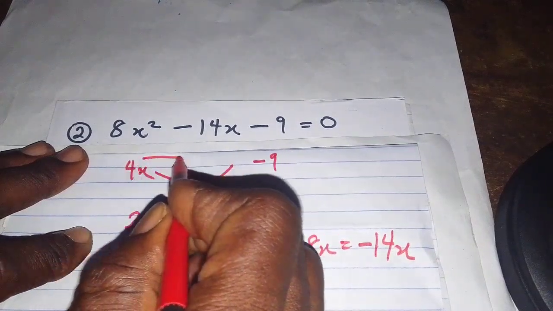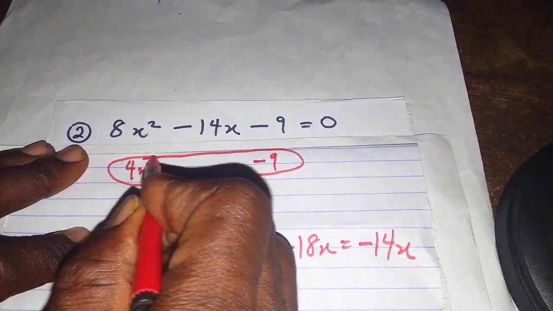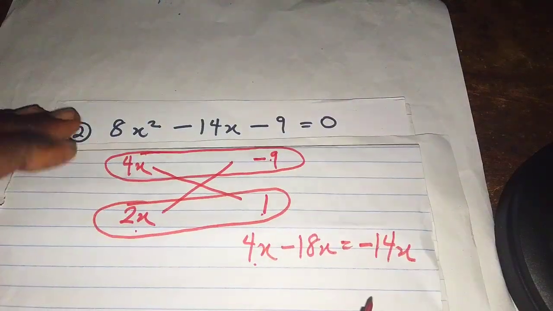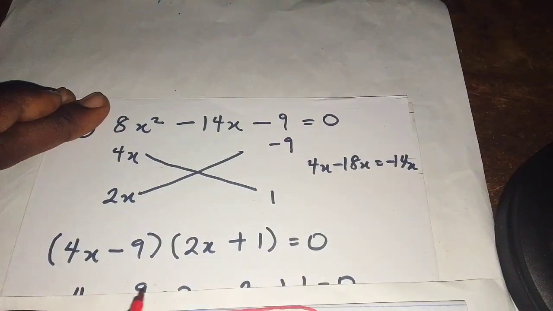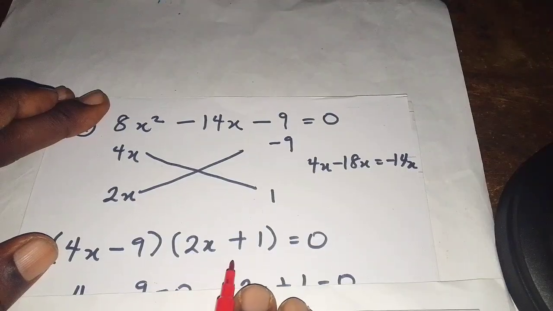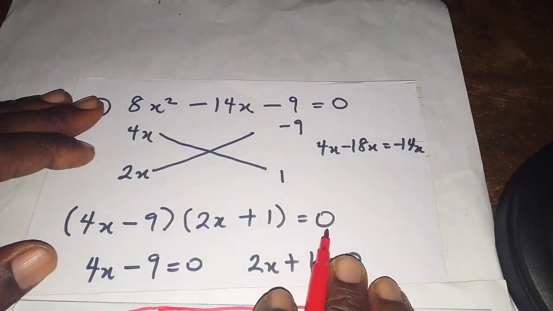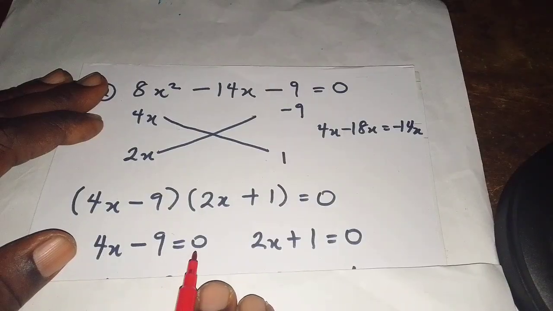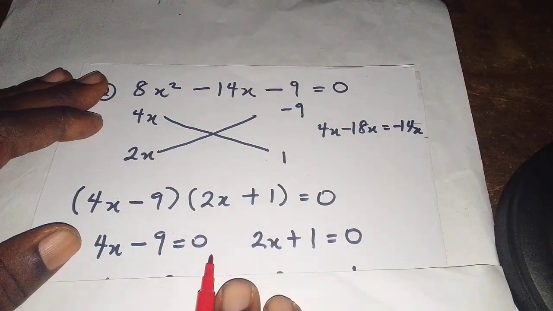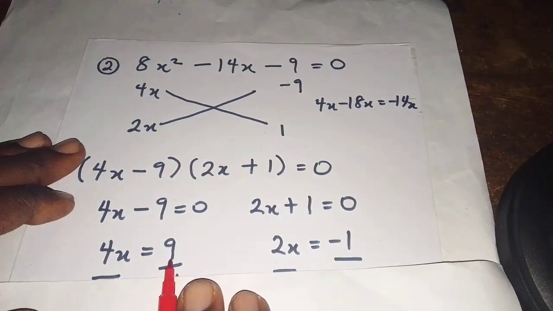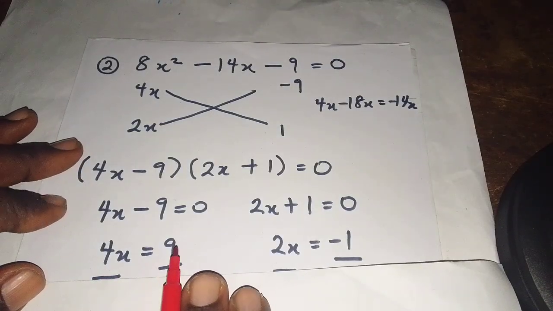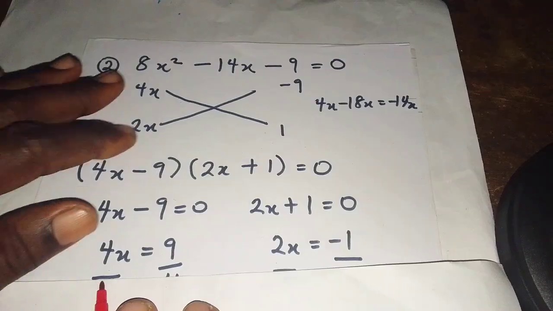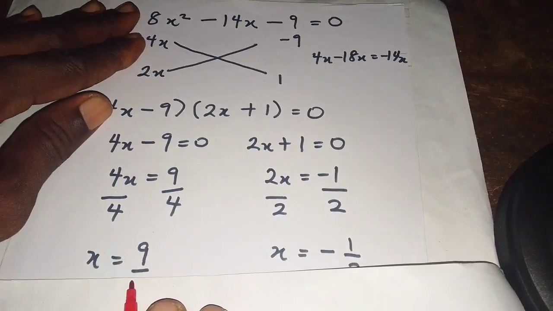So that means you now write your solution this way. You're having 4x minus 9 times 2x plus 1 should be equal to 0. So you equate this to 0. 4x minus 9 is equal to 0. Bring this minus 9 to this side, now turn to plus 9. So we are having 4x is equal to 9. To get x, divide both sides by the coefficient of x, which is 4.